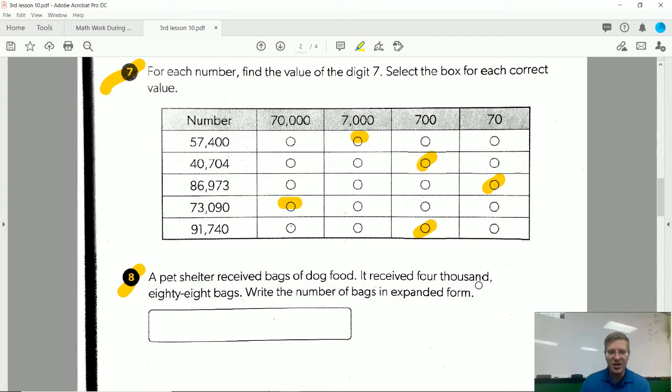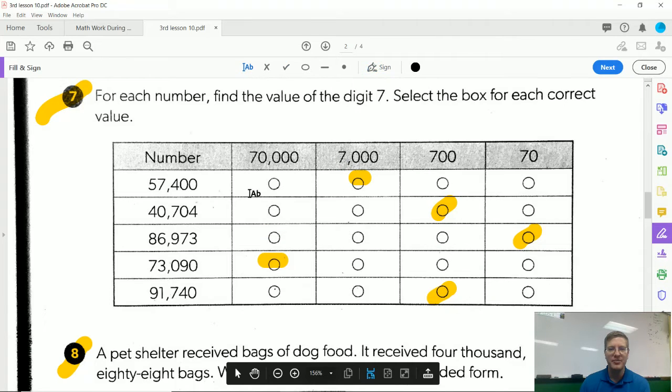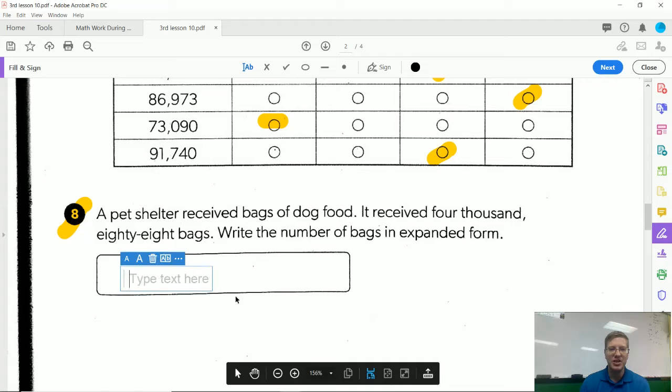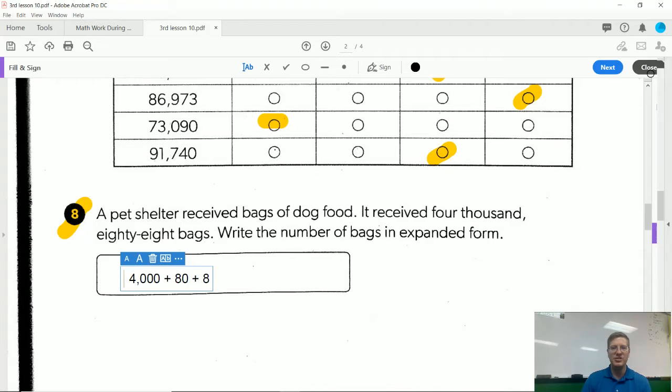I have 4,088 bags, so I'm supposed to write that in expanded form. So that would look like this. So we would have 4,000 plus 80 plus 8 would be the way that we would do that.